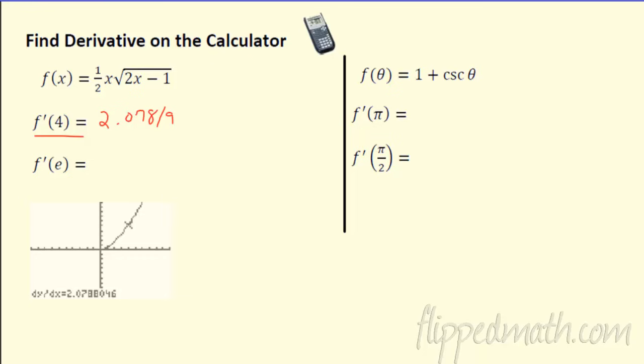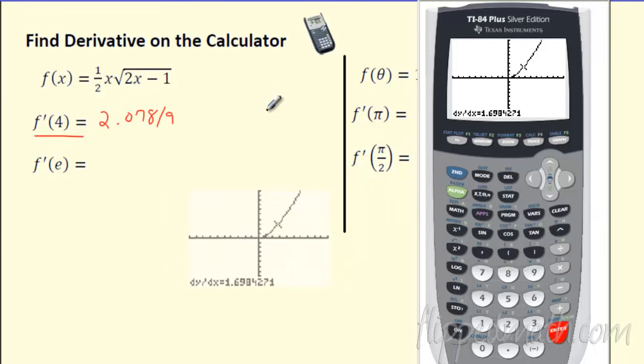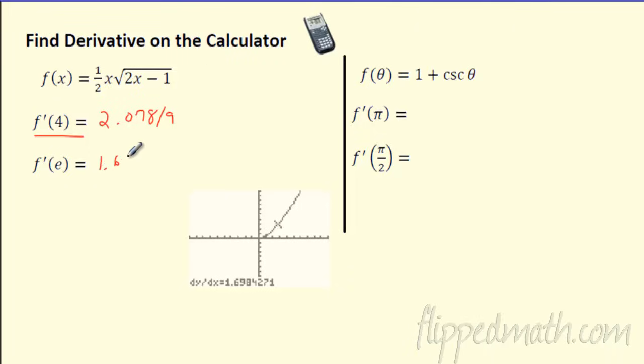Can you do it with e as well? Sure thing, not a problem. Come back to this. Find the derivative with what? When it goes to e, there is an e button here. So if you hit second divide sign, there it is. It gives you the derivative right here. I'm going to drag that over. I don't know why they're not showing up. So we get 1.698. Excellent. Go ahead and pause it.